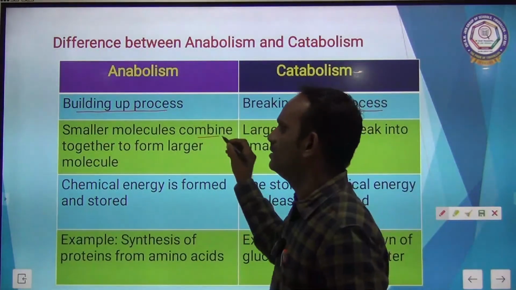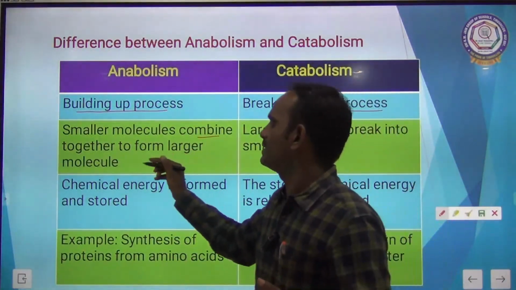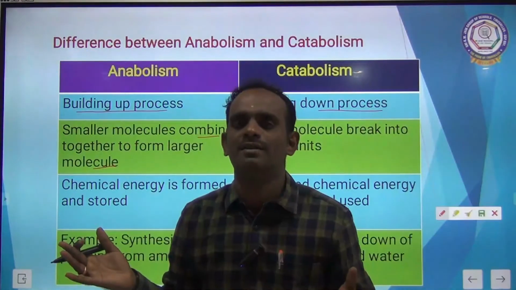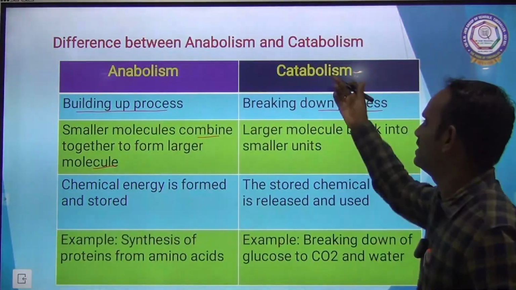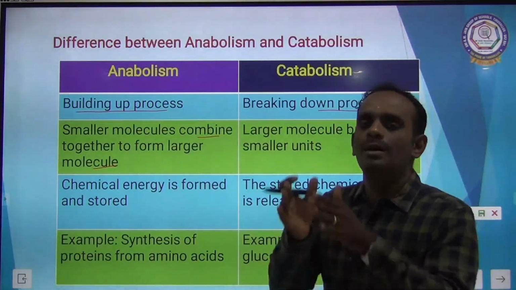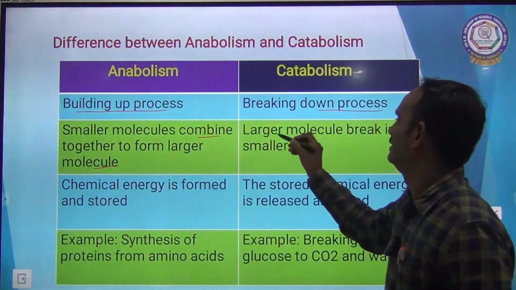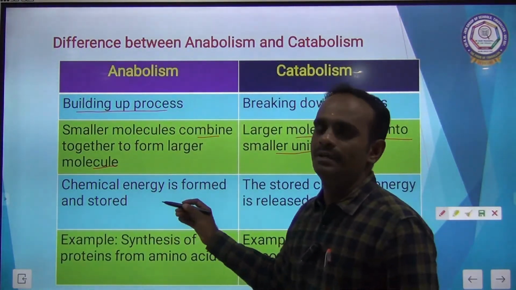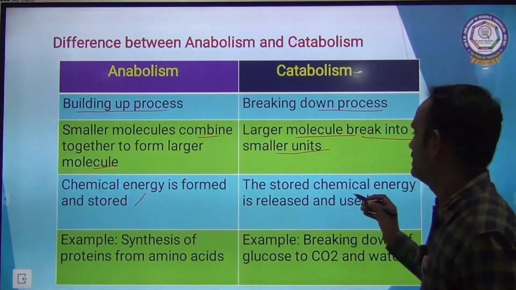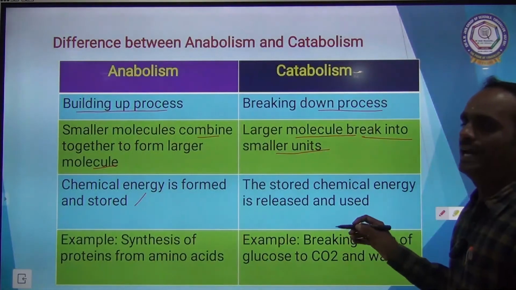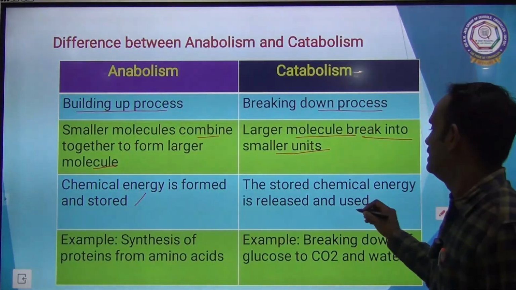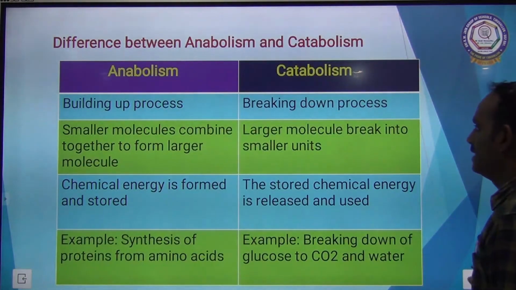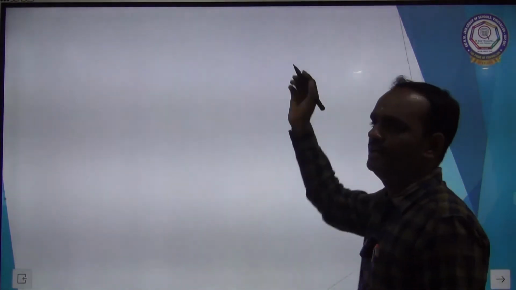In anabolism, the smaller molecules combine together to form a complex molecule. The smaller subunits combine together to form a larger complex compound. That is called anabolism. In case of catabolism, the larger molecules are broken down into smaller subunits. The larger molecules are broken into smaller units. In anabolism, chemical energy is formed and it is stored. In case of catabolism, the stored chemical energy is released and used. See, I said anabolism is a building up process.